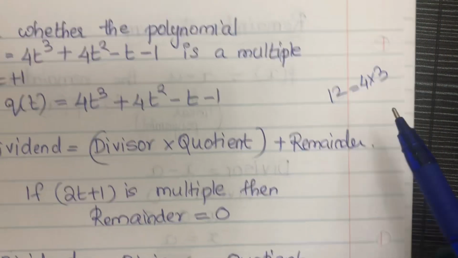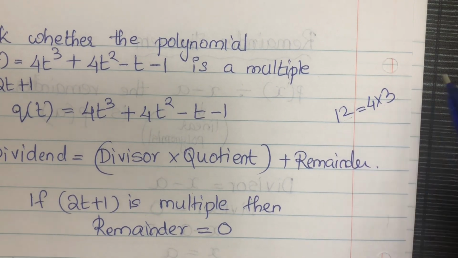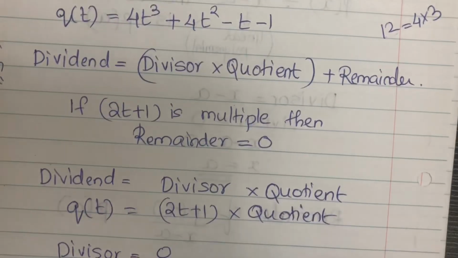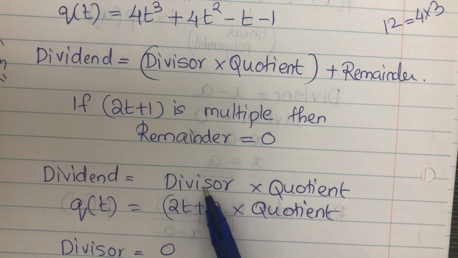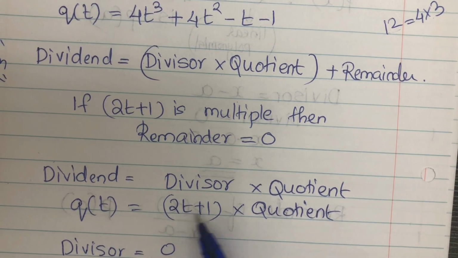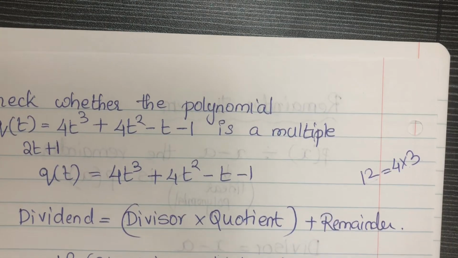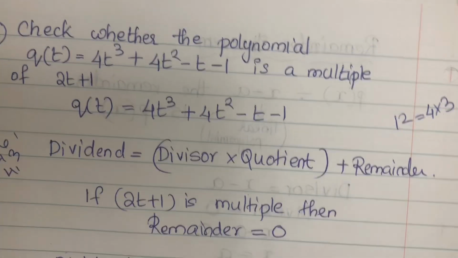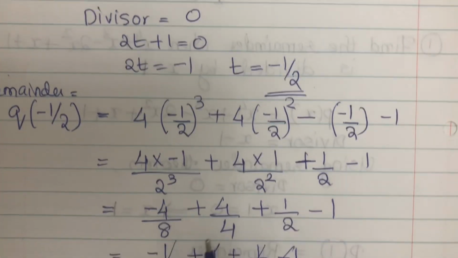Or you can say, here 12 is a multiple of 4 and 3. 12 is a multiple of 4, 12 is a multiple of 3, we can say. Or else dividend is a multiple of divisor. Q of t is a multiple of 2t plus 1 if the remainder is 0. So this is how we'll do these kind of questions.